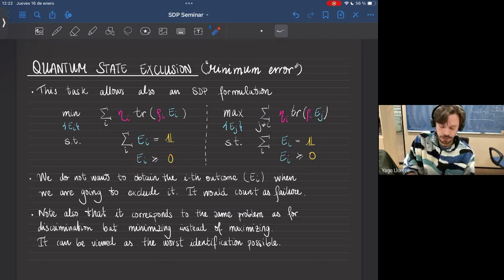Another formulation is the maximization over the rest, which will be the success probability in this case. For j different than I, you are maximizing the trace of the outcome j for the hypothesis I, and again the completeness relation and the positivity. But this is the same problem as before, with the minimization and the maximization swapped. This was the minimum error protocol, or identification or discrimination, but here for exclusion.